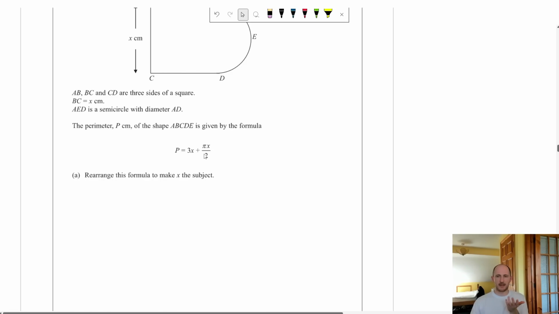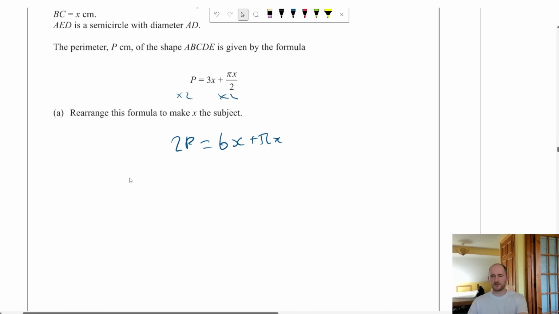So how would I do this to make my life as easy as humanly possible? Well, I'm noticing there's 2 x's, kind of sucks. I would probably times everything by 2 to get rid of the fraction. So if I times everything by 2, I get 2p equals 6x plus pi x. Okay? And that's pretty good so far.